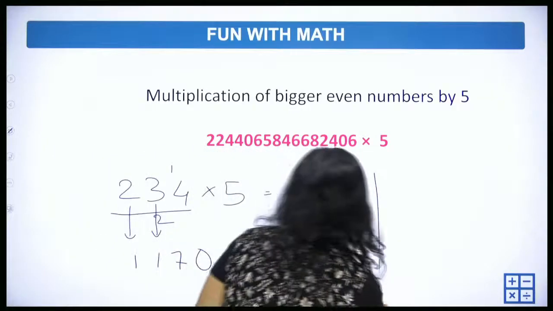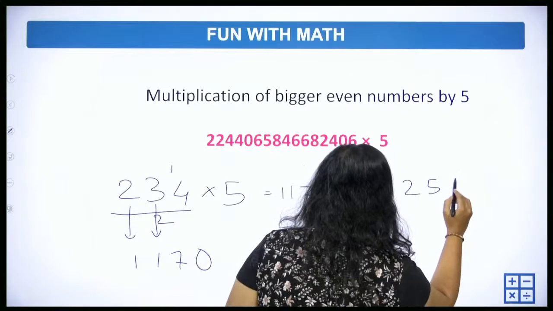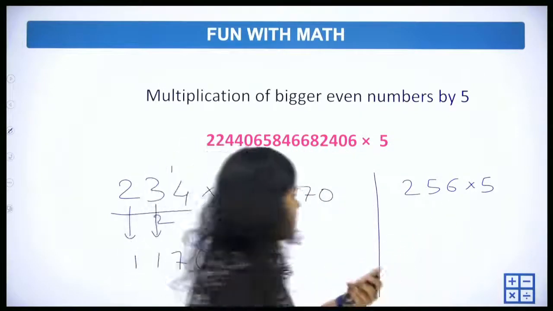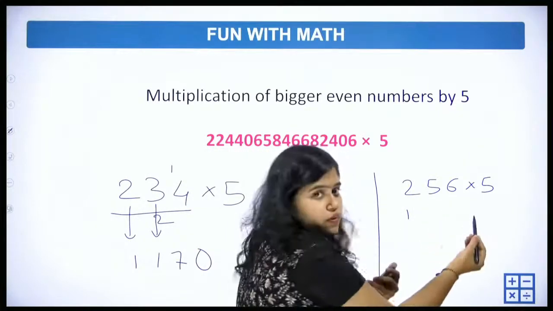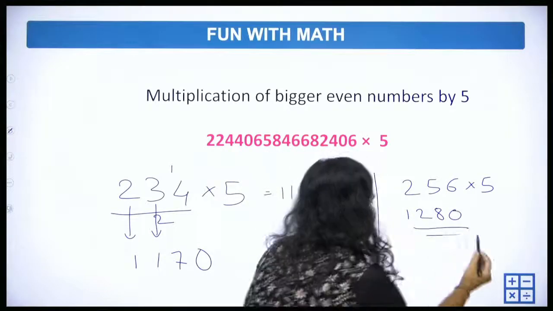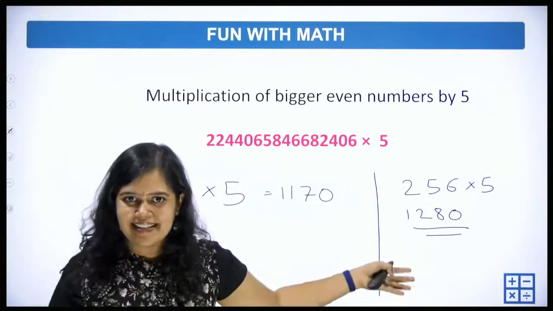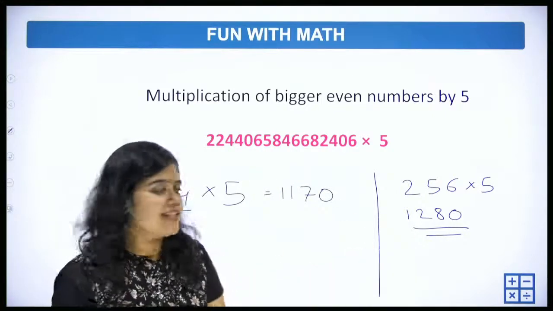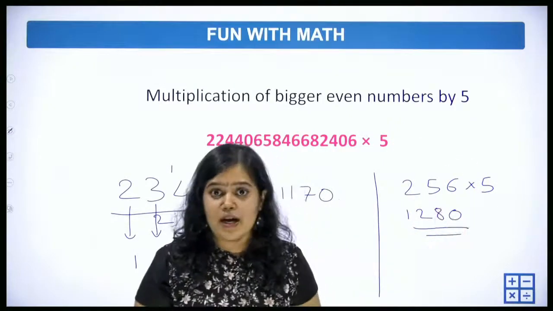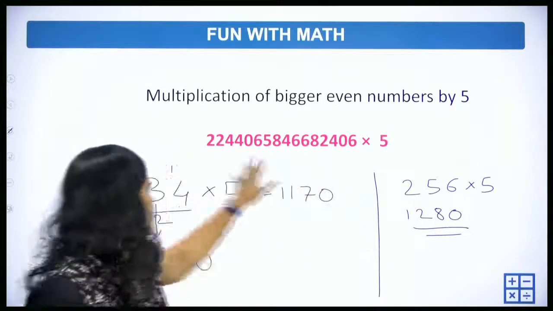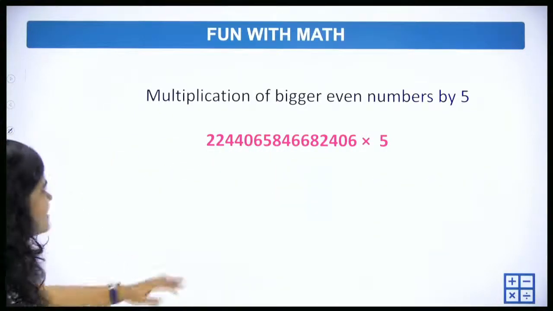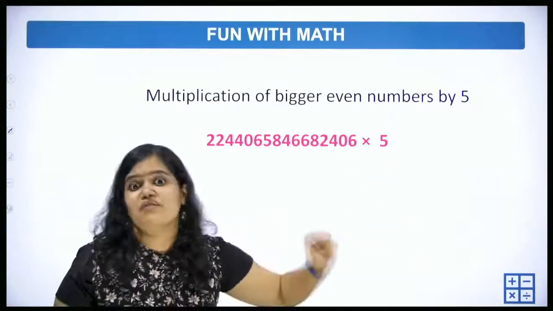Let's do one more number now. 256 into 5. Again, how will we do this? So 1, 4. So you'll go with 2 and 16 is 8. 1280. That's it. Am I clear? So multiplication with 5 means the number is divided by 2 and just 0 is kept at the end in one's place. So let's do this for a bigger number just in 5 seconds. So without wasting time, let's start. We'll multiply with 5 in 5 seconds.